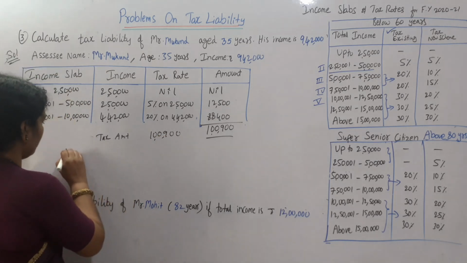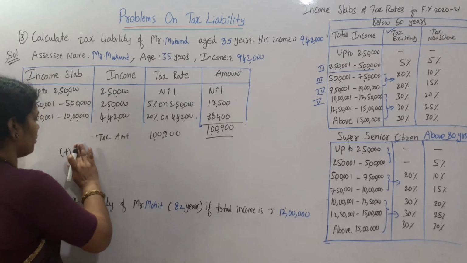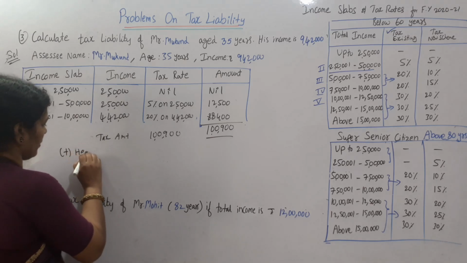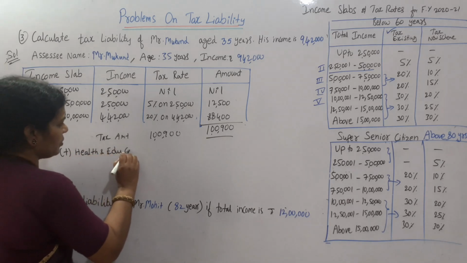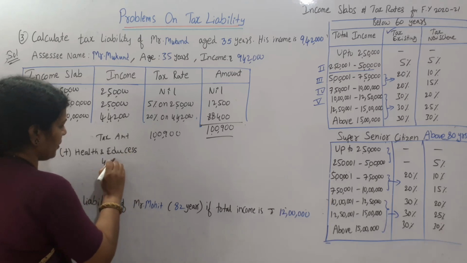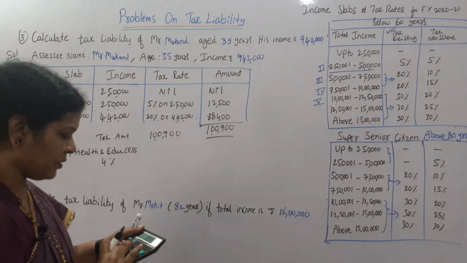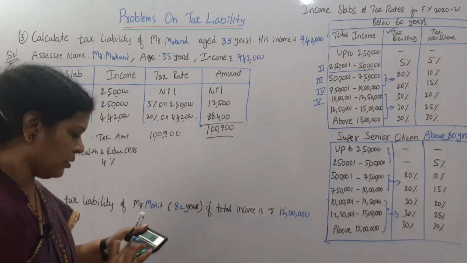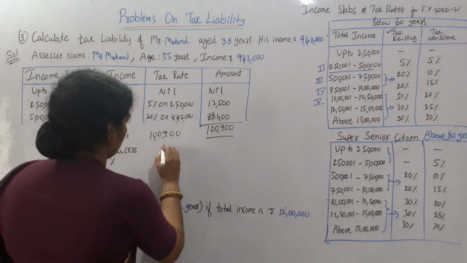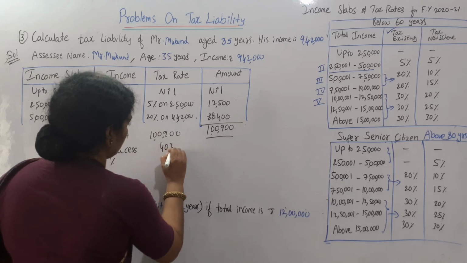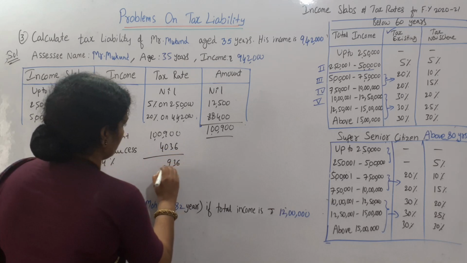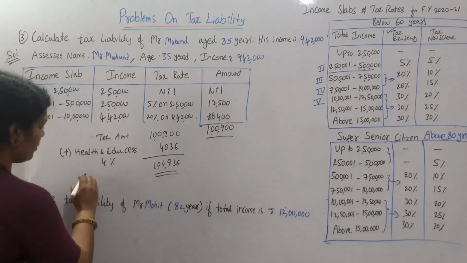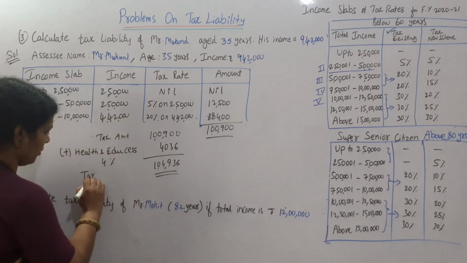Now we'll add health and education cess, 4%. 4% on this is 4,036 rupees. If we total up, it is 1,13,036. This is the taxable amount.